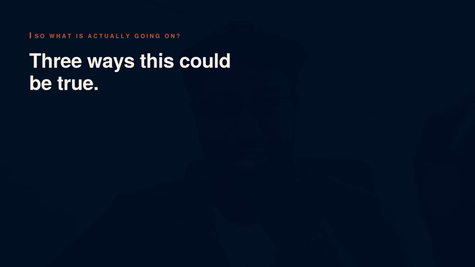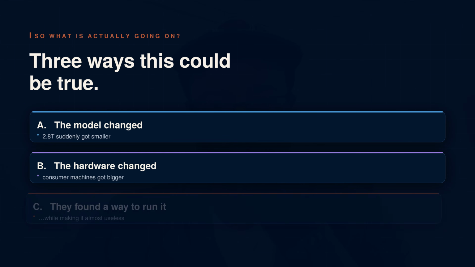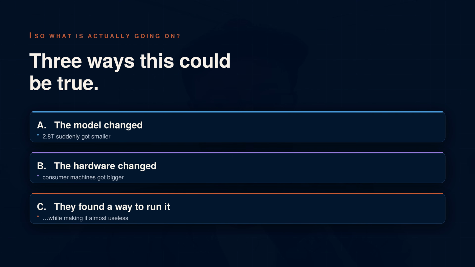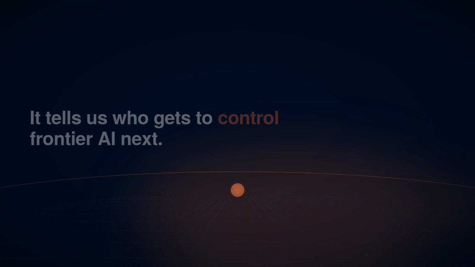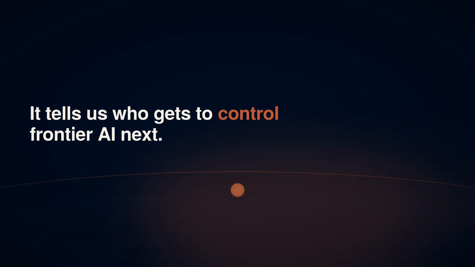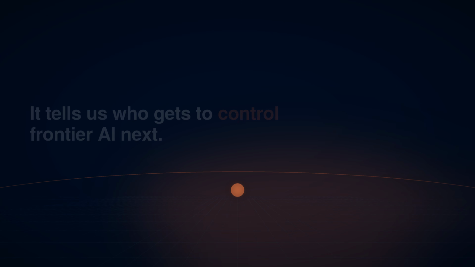Did the 2.8 trillion parameter model just change? Does it no longer need to only be deployed in a data center? Or did people find a way to technically run it while making it almost useless? That's the mystery, and the answer matters even if you never plan on running Kimi K3 locally, because it tells us who's going to actually get to control frontier AI next.